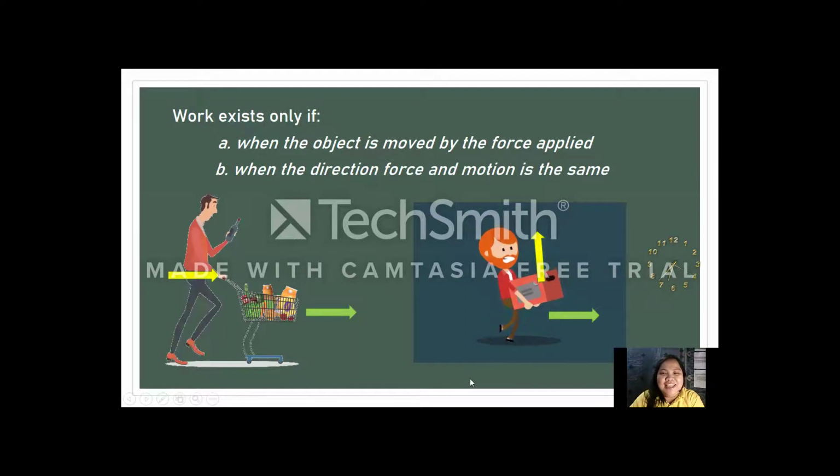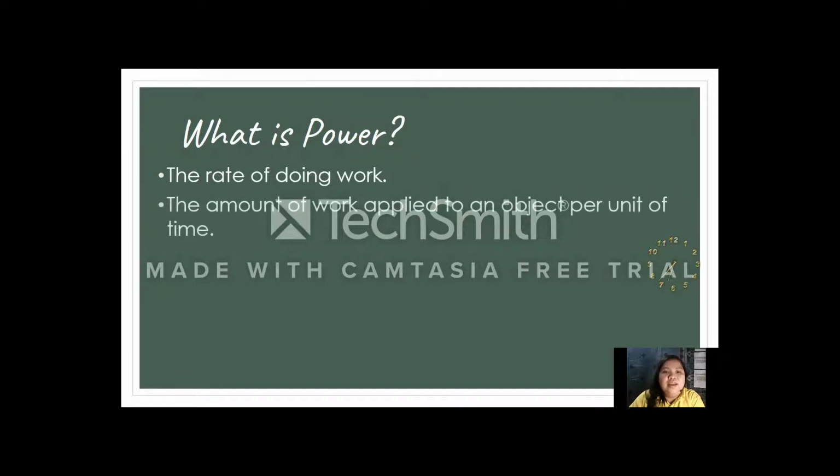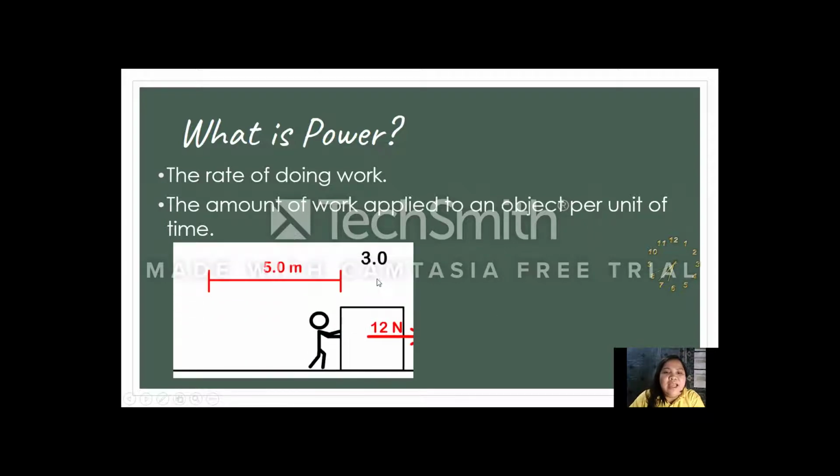Okay, let's proceed. What is power? So we already discussed power. Power is the rate of doing work, or should I say it's how fast we do work. We also know that power is the amount of work applied to an object per unit of time. So I have here an example. Looking at that stick man pushing a box, he exerts a force and then that box moves 5 meters towards the right. And then he finishes that in 3 seconds.